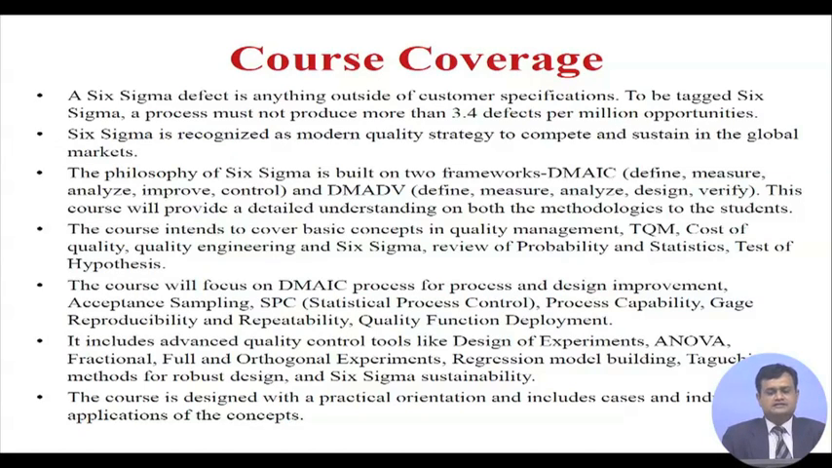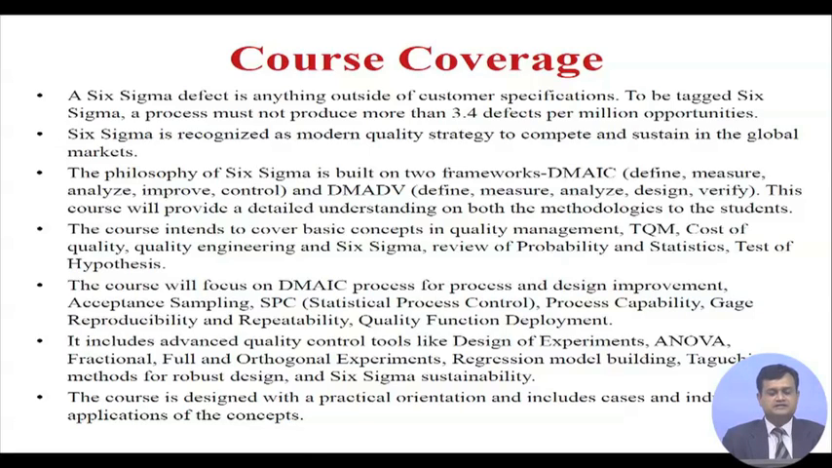The course coverage is interesting and exhaustive. In Six Sigma, a defect is anything outside of customer specification, and to be tagged Six Sigma, a process must not produce more than 3.4 defects per million opportunities. Six Sigma is recognized as a modern quality strategy to compete and sustain in the global markets. The philosophy of Six Sigma is built on two well-known frameworks: DMAIC, which is define, measure, analyze, improve and control, and DMADV, which is define, measure, analyze, design and verify. This course will provide a detailed understanding of both methodologies to the students.